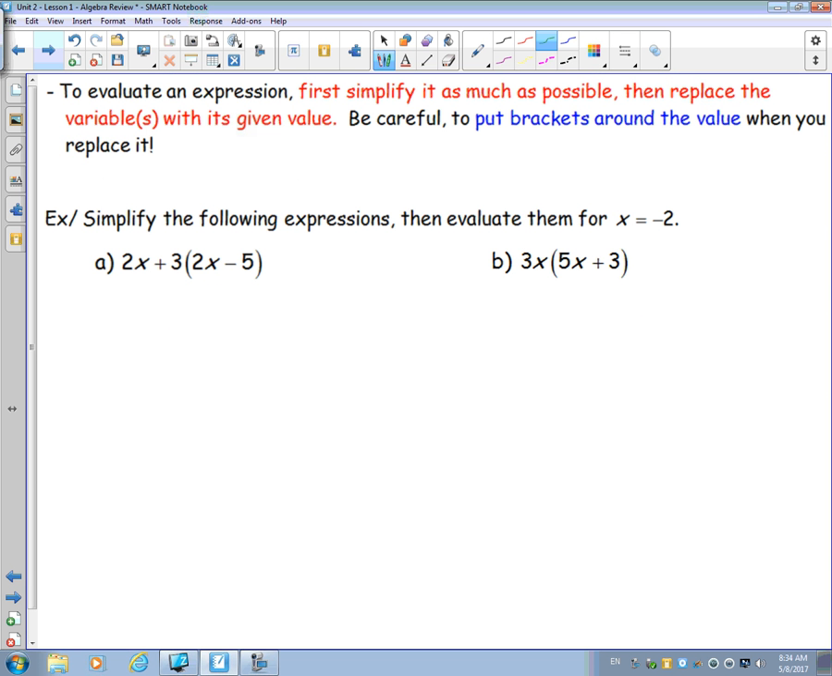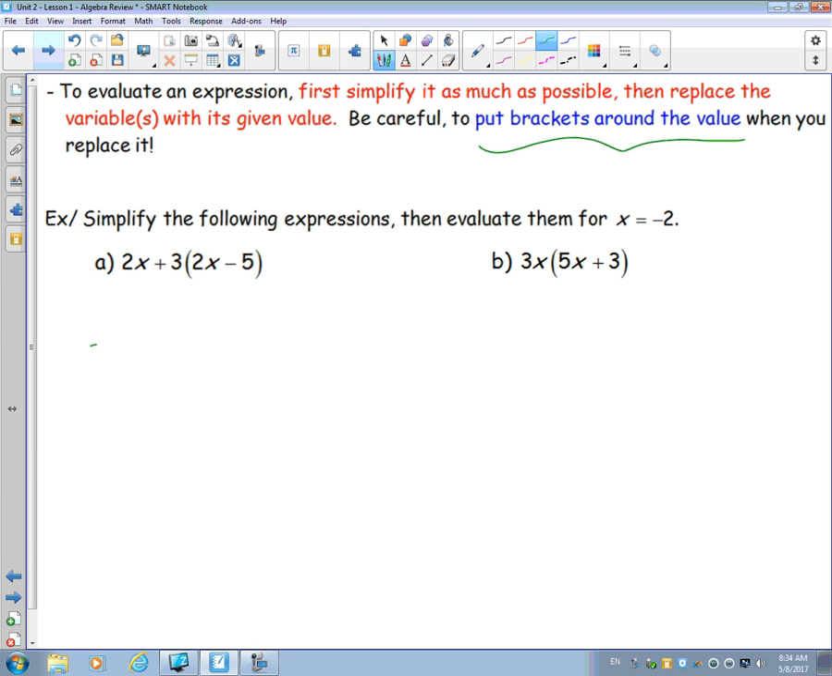At times, we're going to have to calculate an expression. We call that evaluating. To evaluate something, we want to make things simpler if we can. That's always our first step, simplify. And then, once I've got as simple as I can, I want to replace. I'm going to replace the letters with the values that I've been given. Be careful to put brackets around the value when you do replace it.